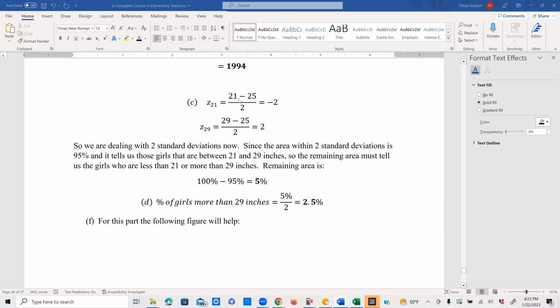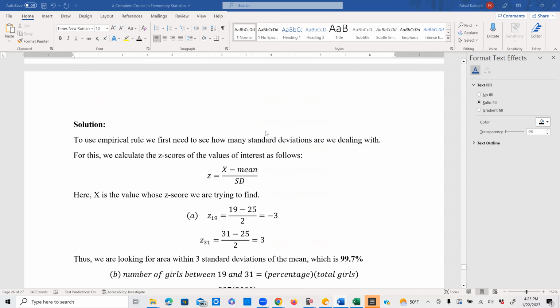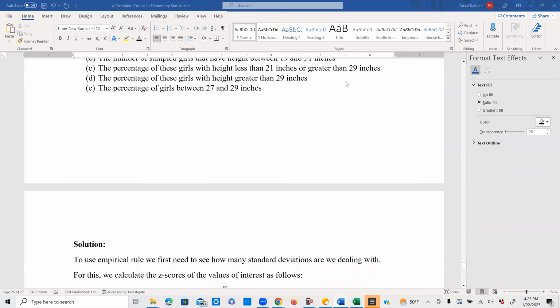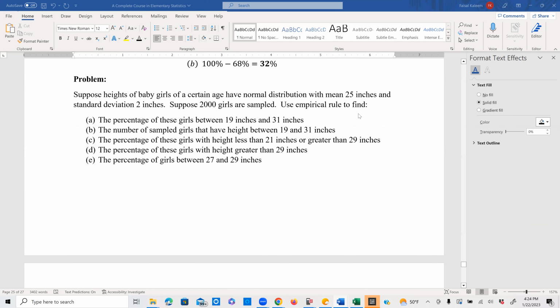So z of 21 would be 21 minus the mean over standard deviation. That's -2. Z of 29 would be 29 minus the mean over standard deviation. That's 2. And so this time we're talking about 2 standard deviations. So now they are not asking between 21 and 29. If they were, then since it's 2 standard deviations, that would be 95% by empirical rule. But they're asking again less than 21 or greater than 29.